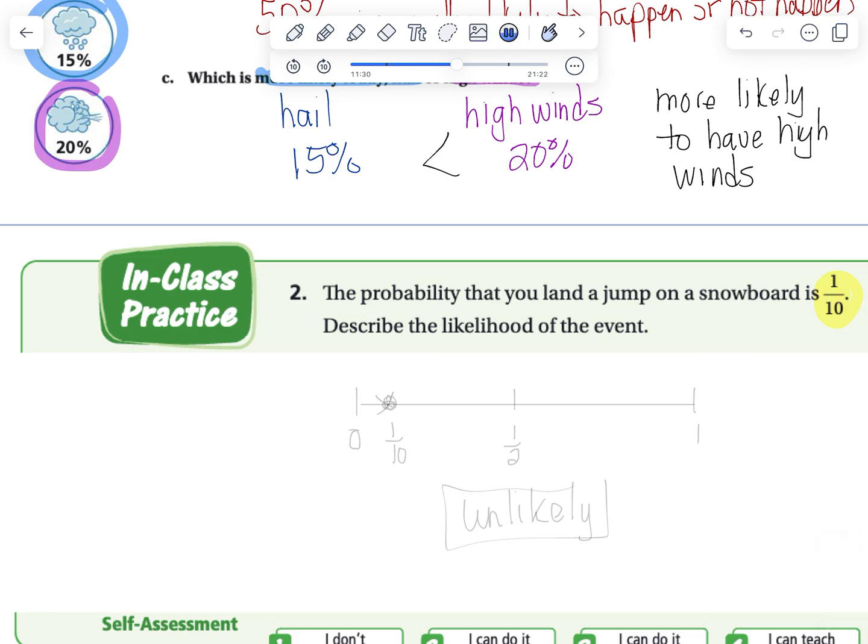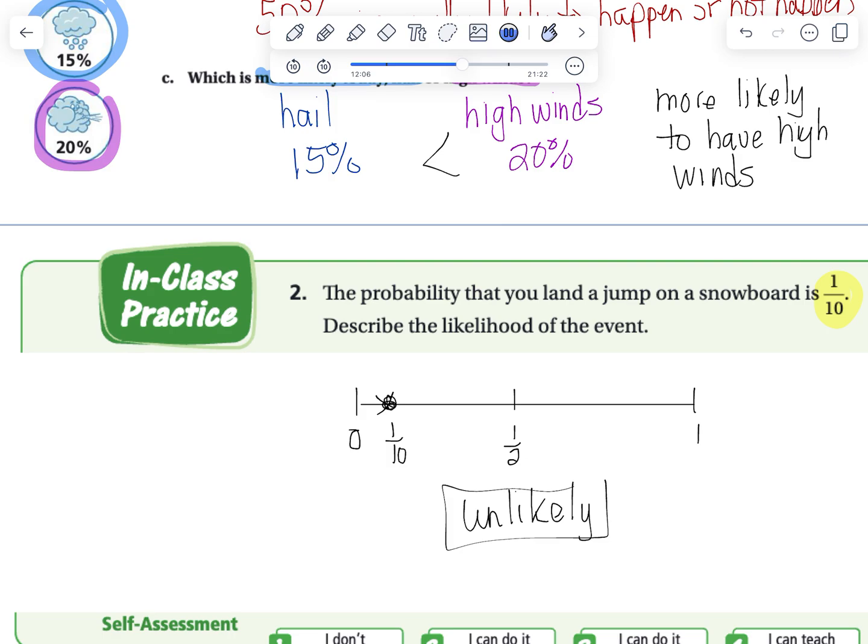So if we think about our number line again, remember our number line? It's certain, it's 1. If it's impossible, it's 0. If it's equally likely to happen or not happen, it's 1/2. And if we look over here, we would see that 1/10 would be right here. So looking at this point right here, I would say that this is in the unlikely range. It is unlikely that the skateboarder will land the jump.